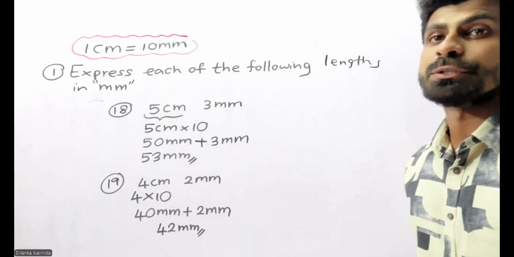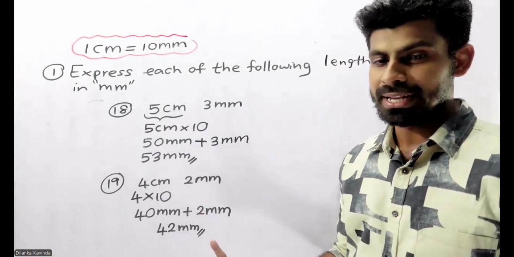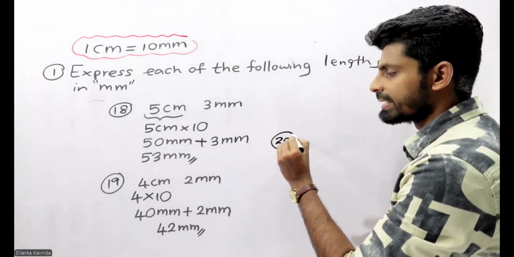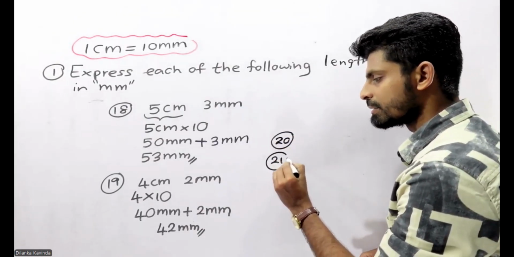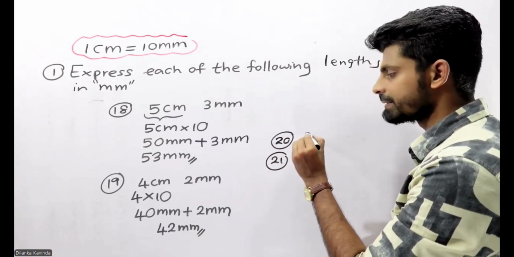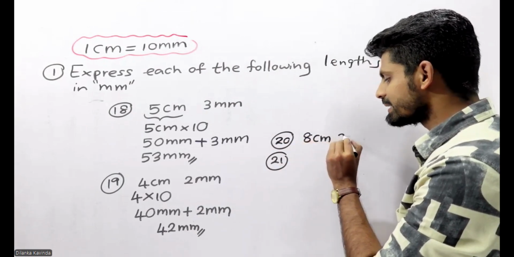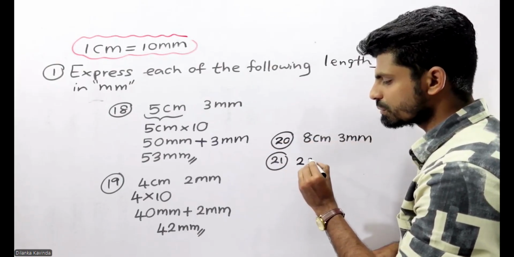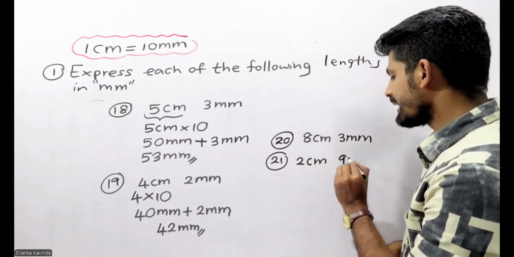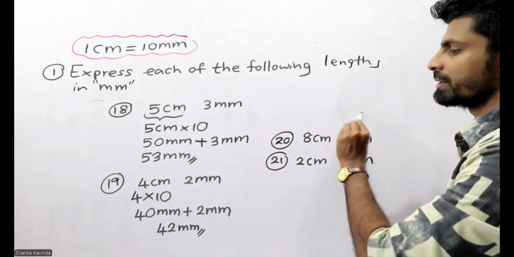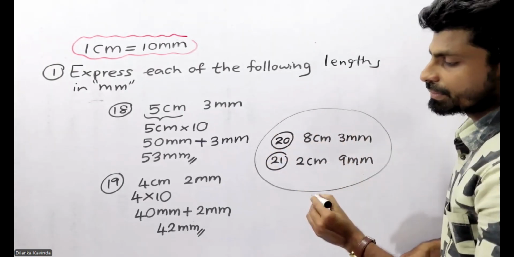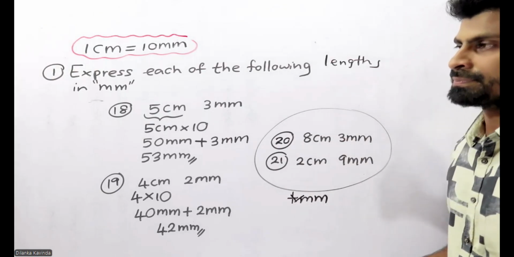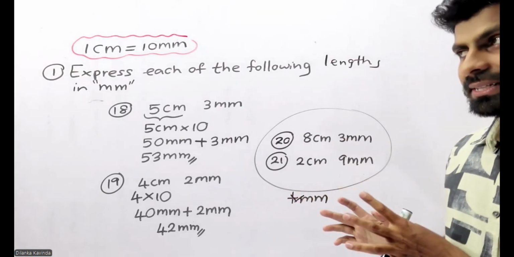So that means that you're 42 millimeters. Okay? Right. Then question number 20, 21. Those 2 questions for you, right? 8 centimeters, 3 millimeters. Let's take 2 centimeters, 9 millimeters. Quickly convert this one into millimeters.